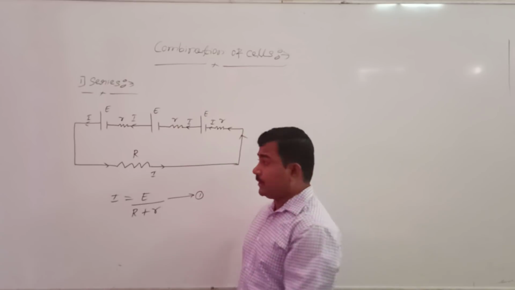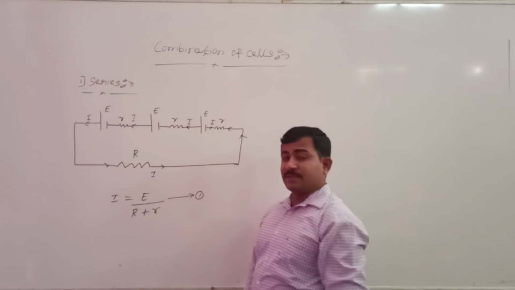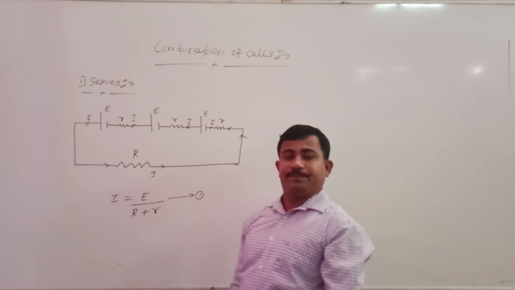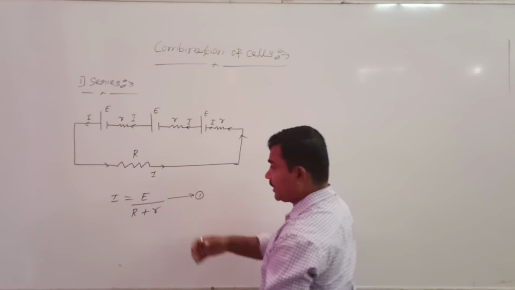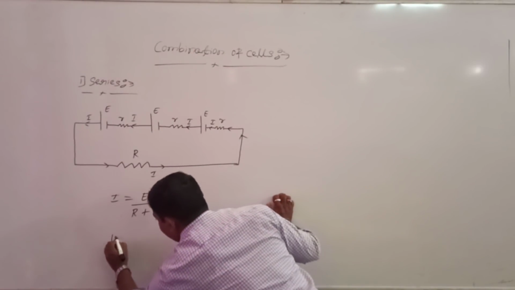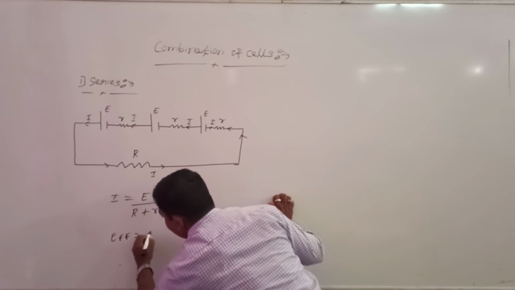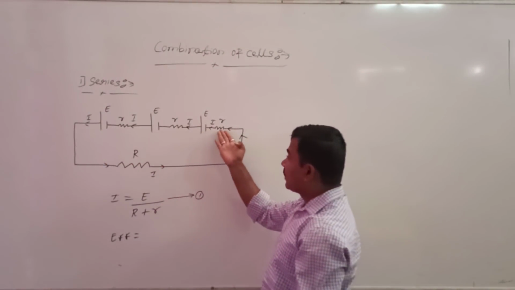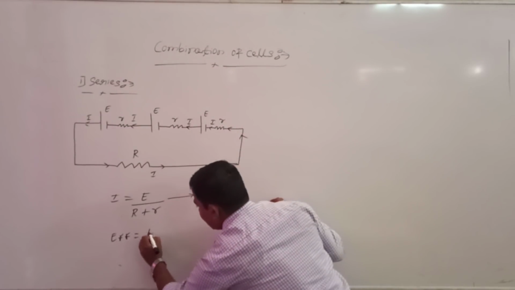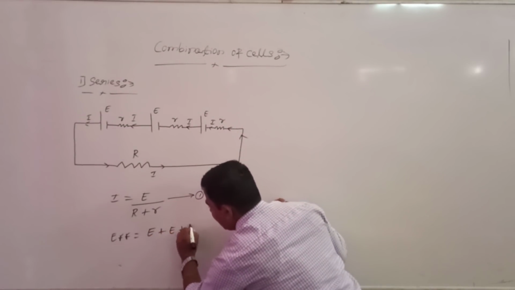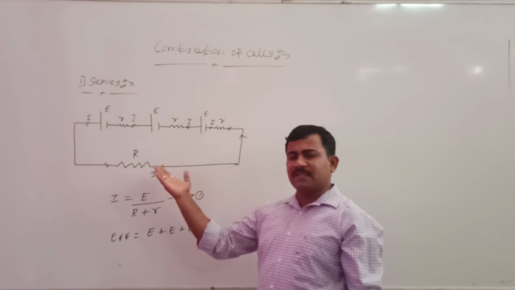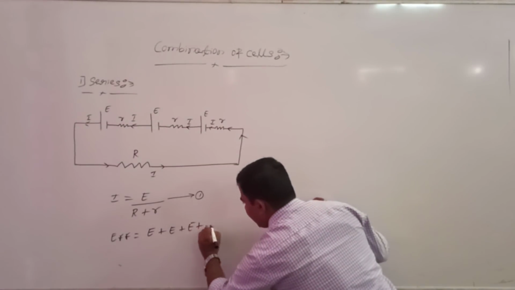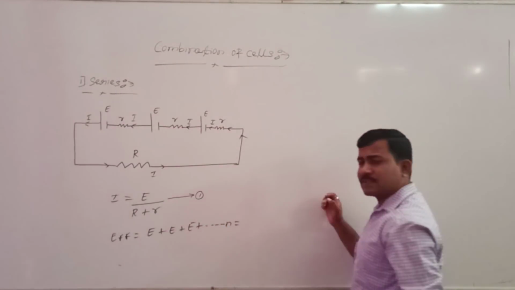In series combination, according to the superposition principle, the effective EMF is the sum of all EMFs across each cell. What is the effective EMF? According to the superposition principle, it is the sum of all EMFs across each cell, that is E plus E plus E. Like this you can take not only 3 cells, you can take any number of cells. This can be continued up to n. N cells you can connect.